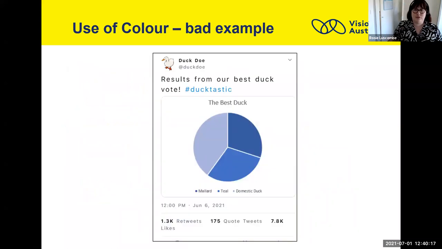So what's an example of use of color? Like how can we understand it? So here we have an example of some bad use of color. Duck Doe is at it again. And this time they've posted on Twitter with a pie graph that contains the results of a vote for what is the best duck. Each section of the pie graph is a slightly different shade of blue. And there are three labels which are part of the key at the bottom of the graph. The labels are mallard, teal, and domestic duck. Each label has a small square with a color in it that corresponds to a color on the pie graph.